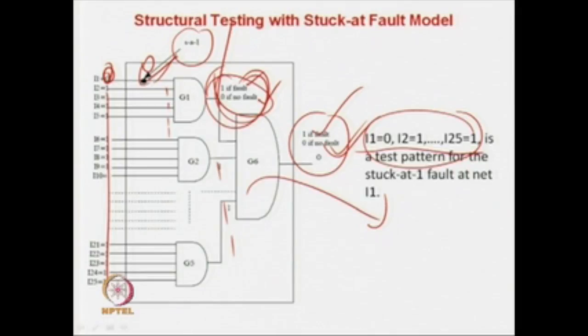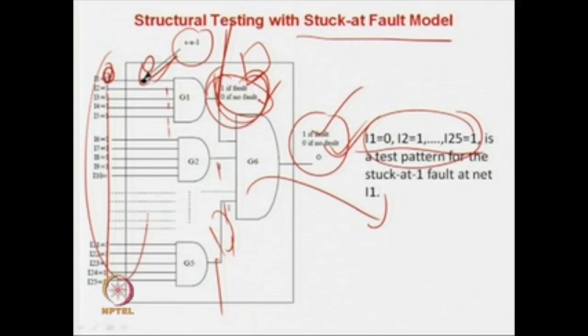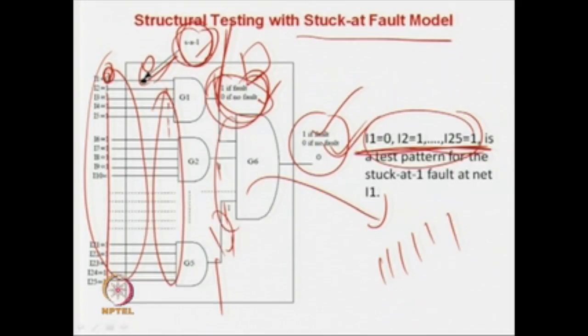So we have seen that structural testing with the stuck-at fault model is very helpful in the sense that we do not require any extra pinouts, nor any multiplexers or registers. But we have to find out which pattern to apply to test for stuck-at-1. For this net we have tested for stuck-at-1 and stuck-at-0. If you apply all ones, you can test for stuck-at-0, and if you apply this pattern, you can test for a stuck-at-1 fault. Similarly, we have to find out patterns and repeat it for all the nets here, all the nets here and all the nets here.